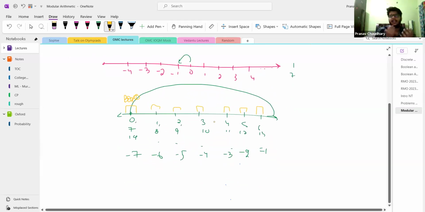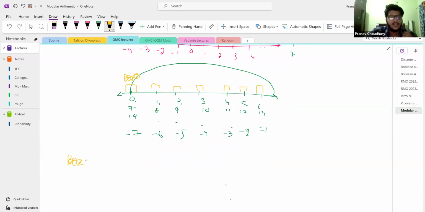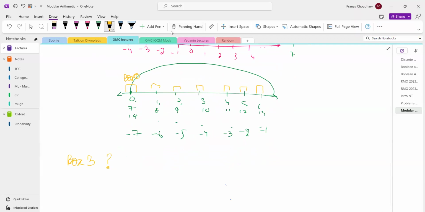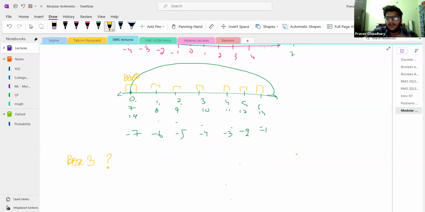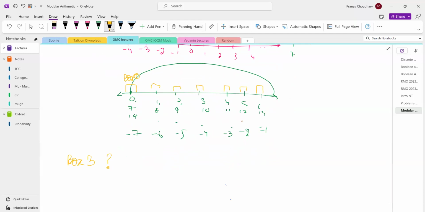What can you say about, let's say, box 3? People who know this from before, preferably refrain from speaking. But what can you say about box 3? Since this is known by a lot of people, anyone can speak. What is special about box 3? All numbers are 3 more than a multiple of 7. Yes, 3 more than multiples of 7.